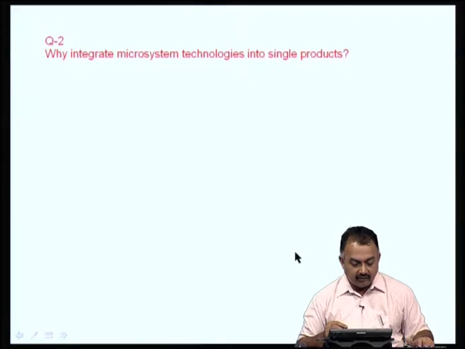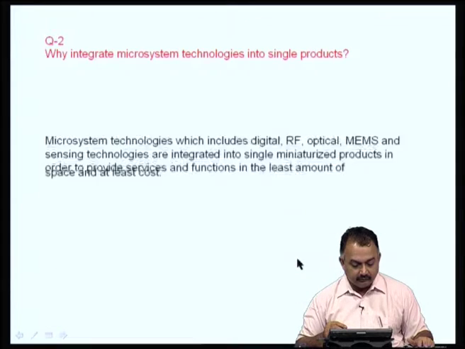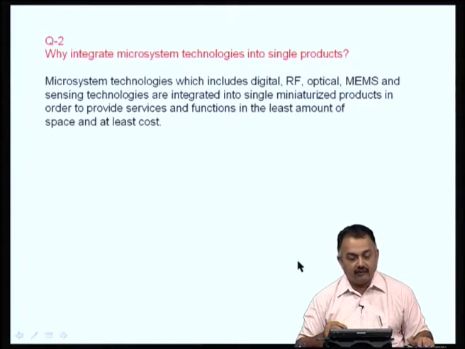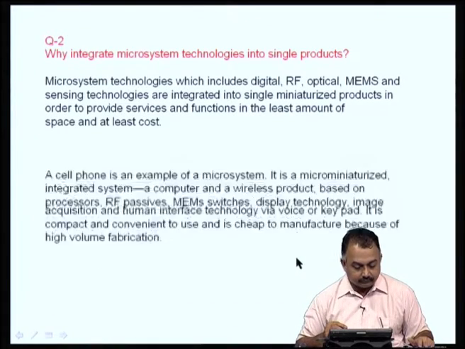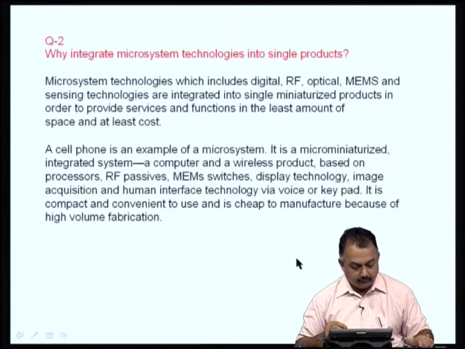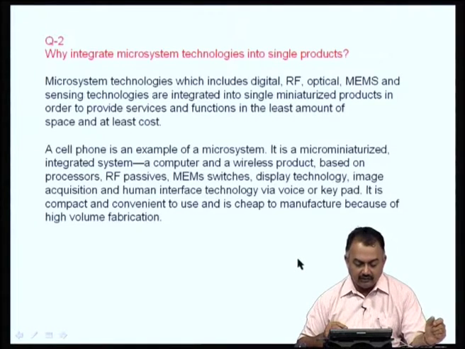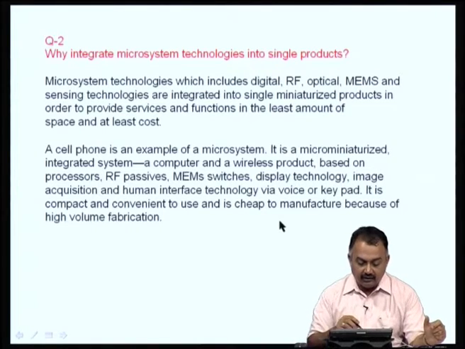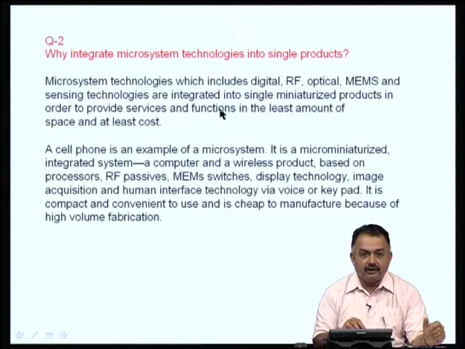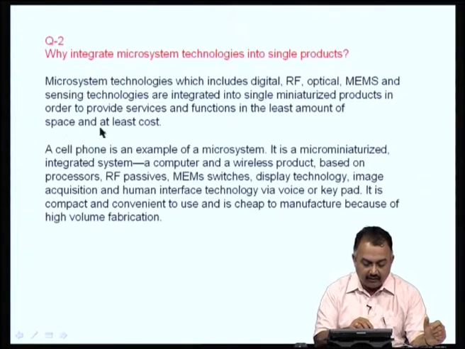The next question that I am asking you is, why integrate microsystem technologies into single products? What is the need for having single products? Does it affect the size? Does it affect performance? So, microsystem technologies, which include digital, RF, optical, MEMS and other sensing technologies, are integrated into single products in order to provide services and functions in the least amount of space and cost, right.